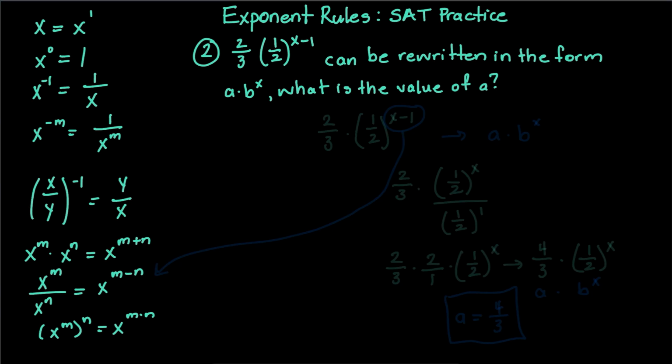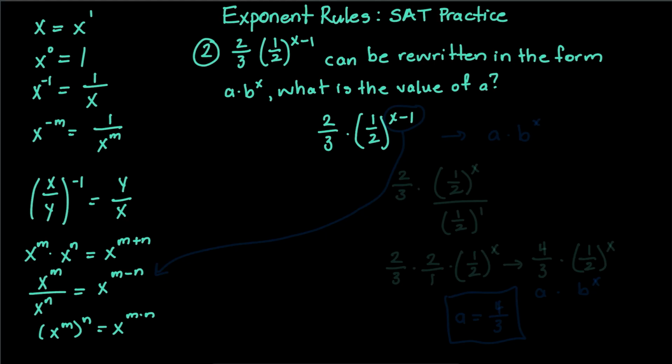Okay, our second example, 2 over 3 times 1 over 2 to the x minus 1 can be rewritten in the form a times b to the x. What is the value of a? So we start with 2 over 3 times 1 over 2 to the x minus 1.